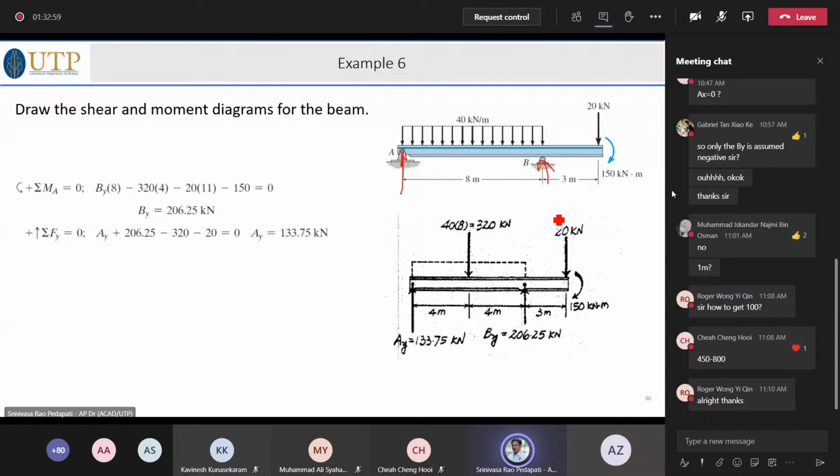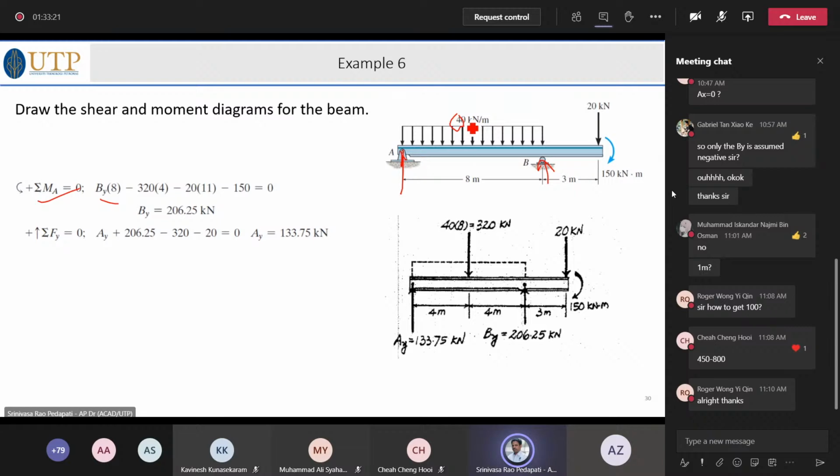So the reaction at B you can obtain by taking moments about A. So moment about A can give you By times 8 plus minus into 320. How 320? 320 is 40 times the distance. 40 x is equal to how much? x is equal to 8 meters.